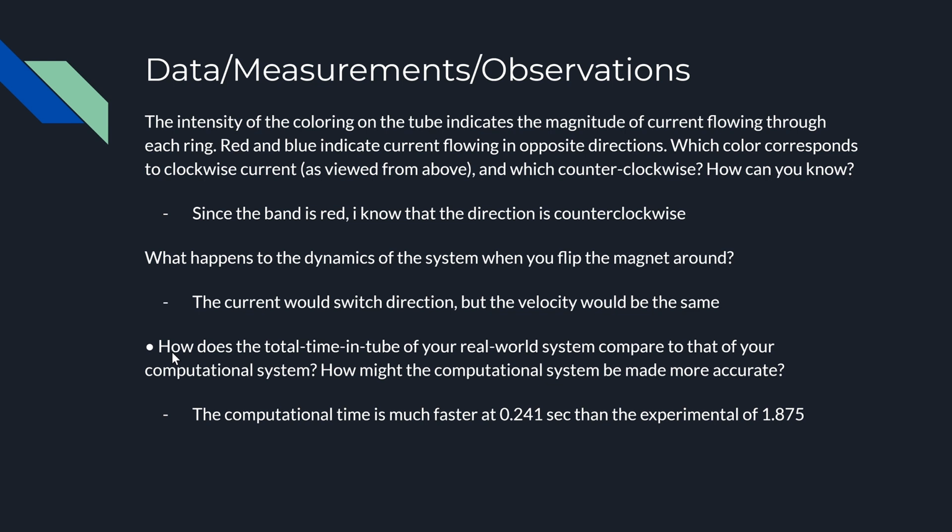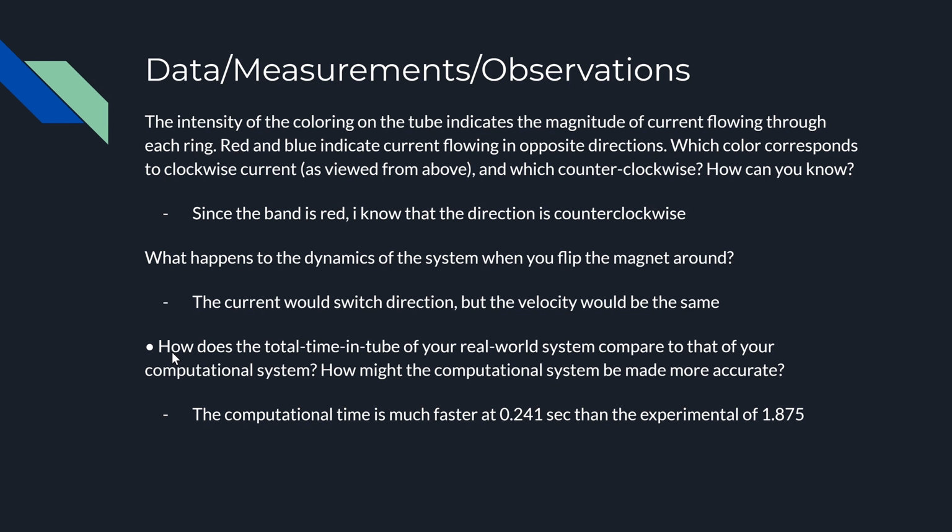What color corresponds to the clockwise current? Well, the band is red, so it was counterclockwise, and by that logic, blue is clockwise. The band on top and bottom was red, which was a little weird, but that meant that the direction was counterclockwise. If we were to flip the magnet around, it would be blue and the current would switch direction, but the velocity would be the same.